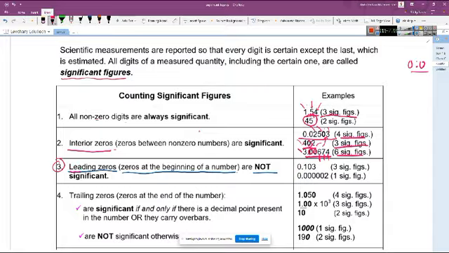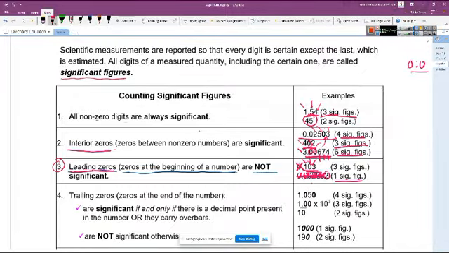And the third rule: leading zeros are not significant. No matter how many zeros we have at the beginning of a number, we will not count them. So here we will ignore this zero, and all these zeros, we will not count them. So here we have 3 significant figures. Why? The number of non-zero digits is 2, and here we have an interior zero. So 3 significant figures. And here we will omit all these zeros, and we have only one non-zero digit. So the significant figures will be 1.